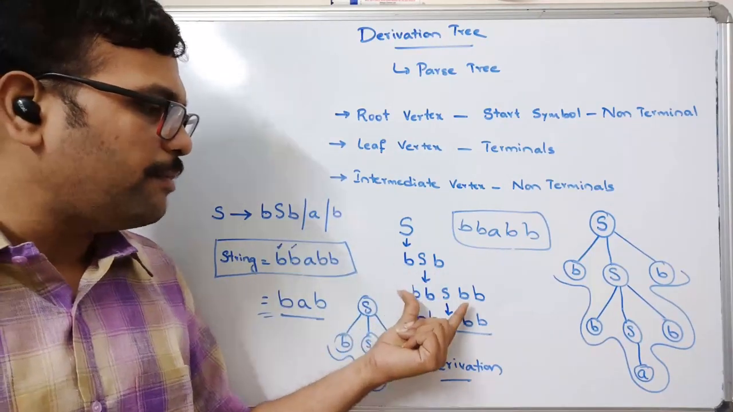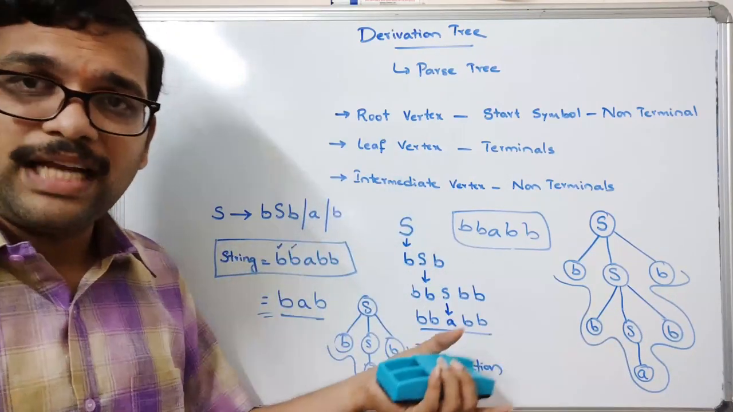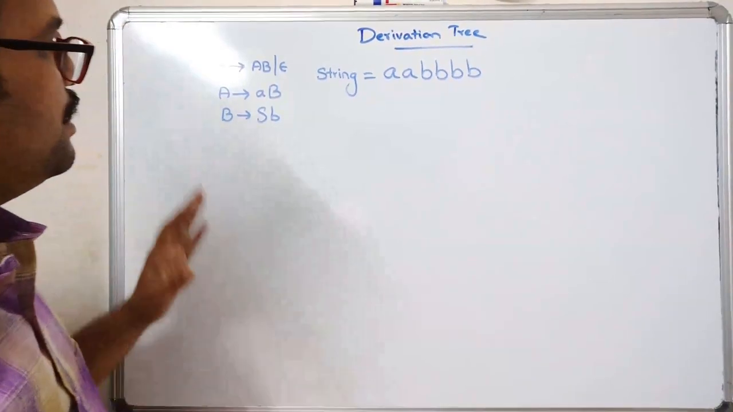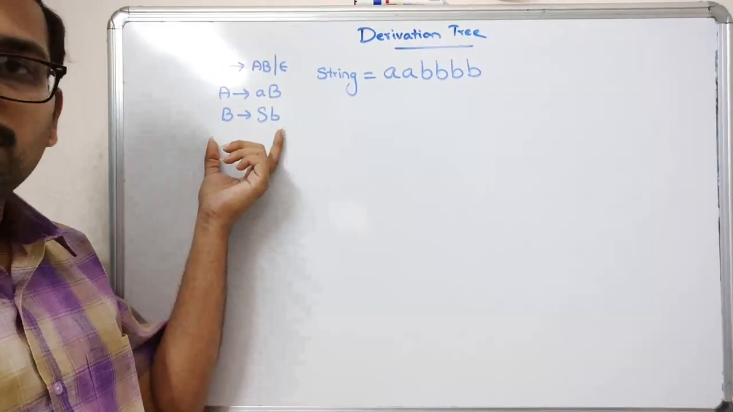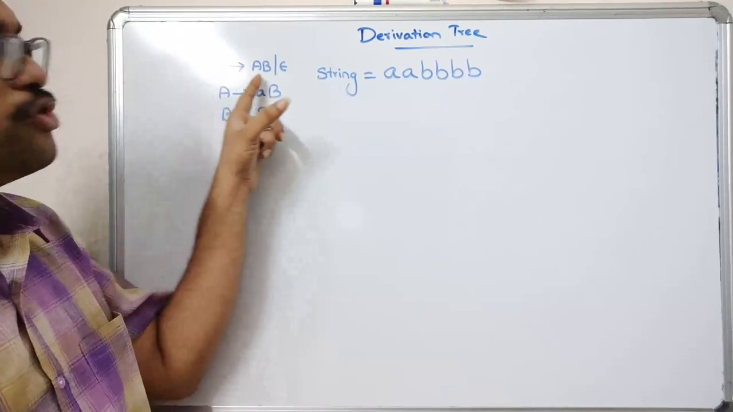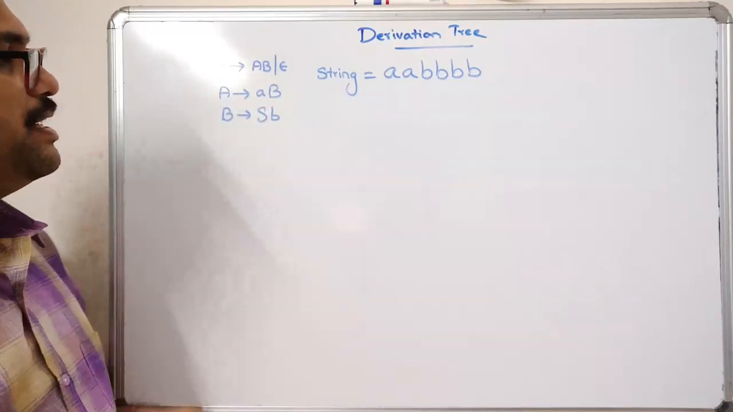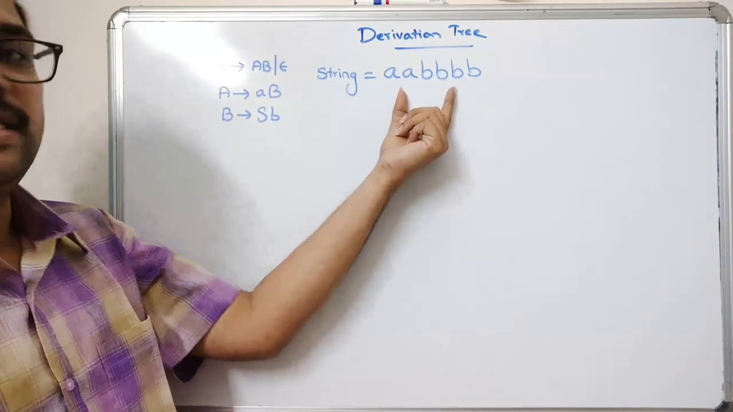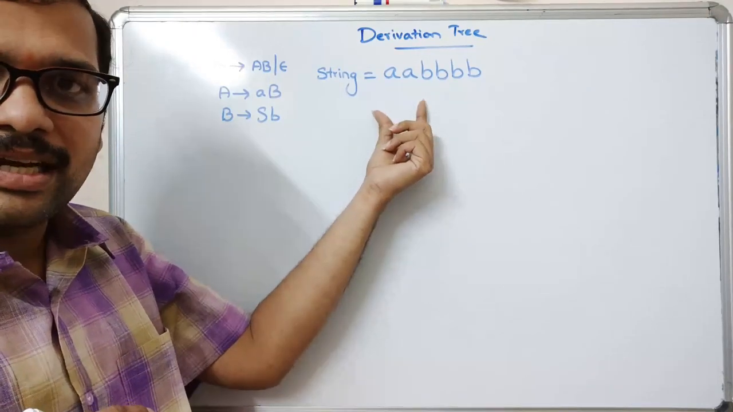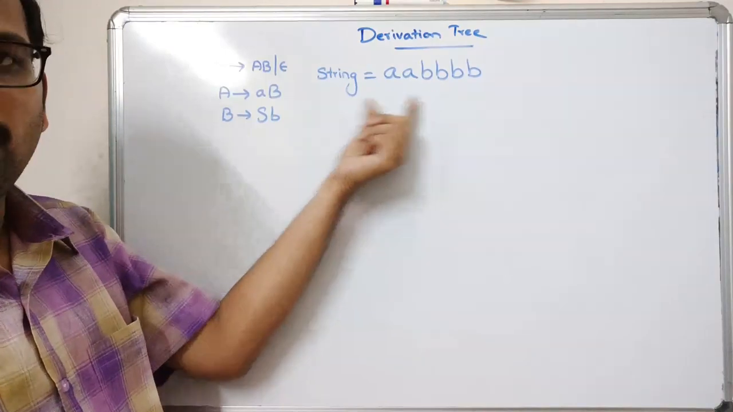And directly from that derivation, we can simply draw the derivation tree. So we'll see one more example for this derivation tree. So consider one more example. These are the production rules, right? This is the context-free grammar: S tends to AB or epsilon, A tends to AB, and B tends to SB. And the string is here. We need to construct the derivation tree for this one. But before constructing the derivation tree, first let us derive the string from the production rules.